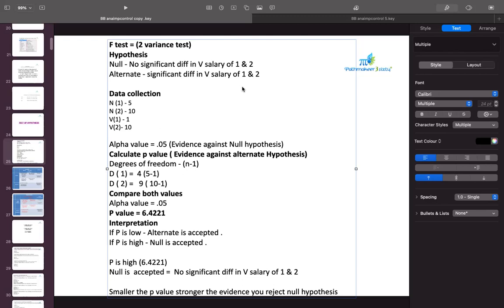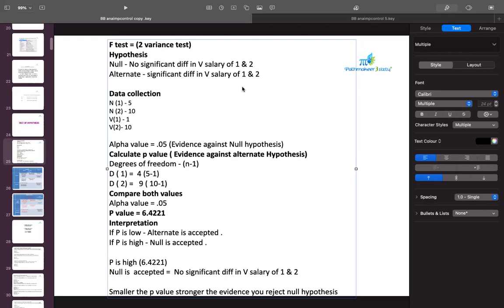Then you collect the data and you have the alpha value, and then you calculate the p value, right? So in hypothesis testing, you set the alpha value and you calculate the p value. Alpha value is 0.05, that is nothing but the 5% of error that you're going to get in your experiment, in your test. And then you calculate the p values.